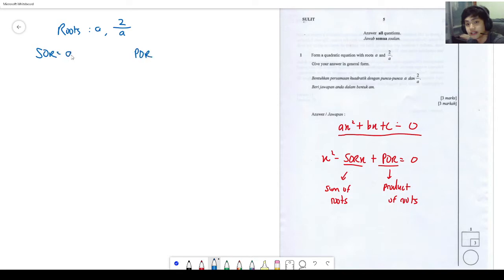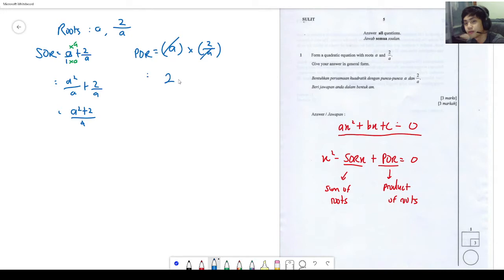So the SOR is a plus 2 over a. Since we know a is a over 1, we can multiply the numerator and denominator by a so that we get a squared over a plus 2 over a, and we can immediately move to a squared plus 2 over a. We are done with the SOR, whereas the POR is a multiplied with 2 over a, and these two cancel out, so we have 2 at the end.